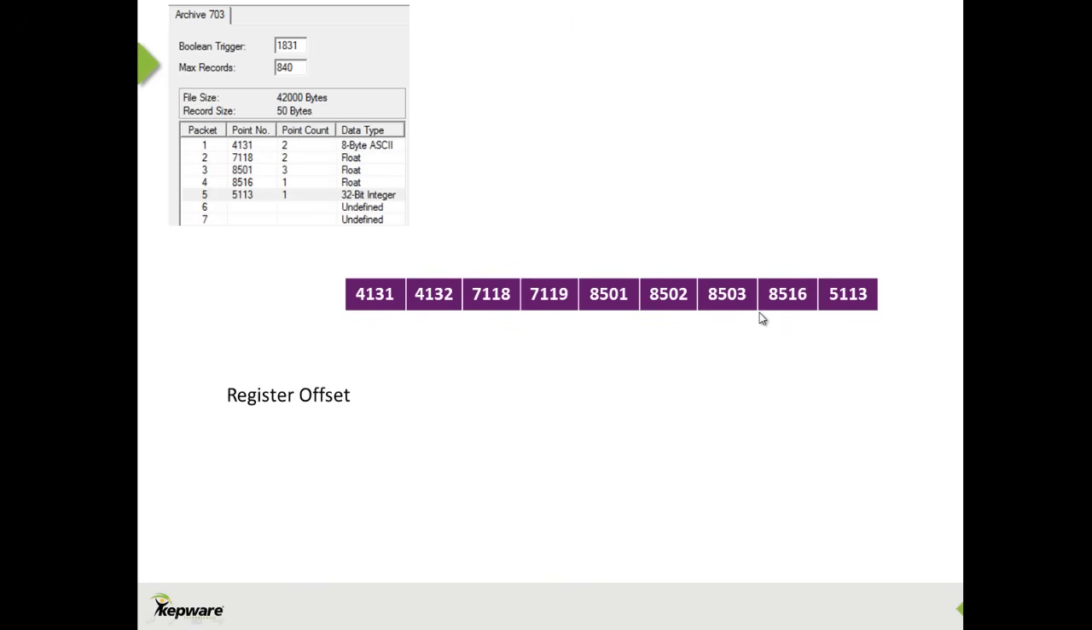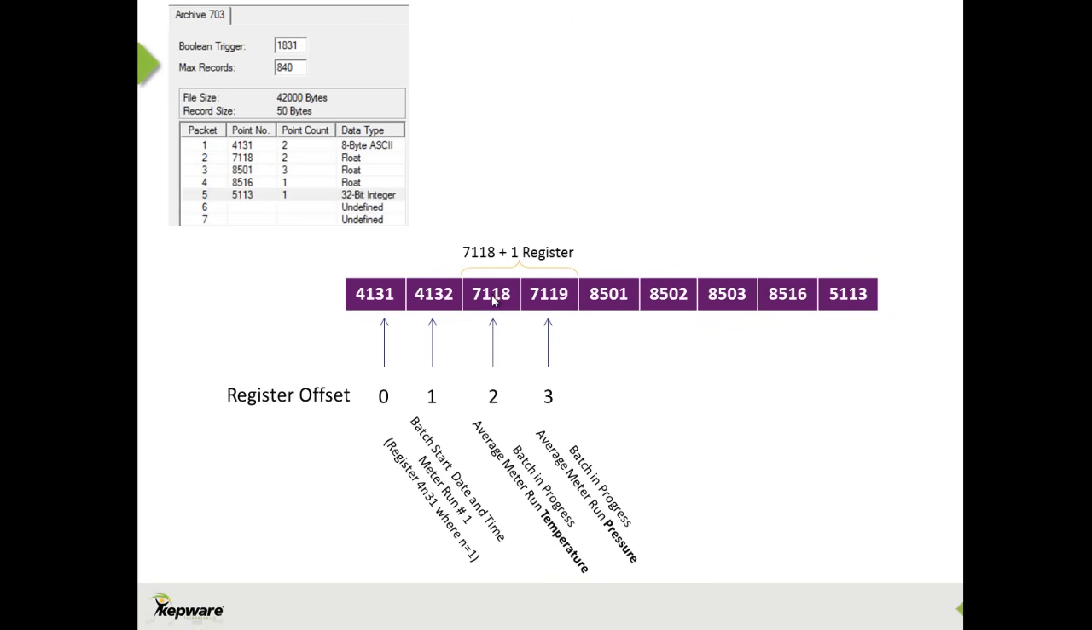Then I start assigning my register offsets. So I start with 0 and just keep on going down the line, and I get to 7118, starts at position 2, and then I know it's +1 register because it's 2 point count. 7119 gets position 3, and then I keep on going down the line like that. And I go all the way until I reach the end of my packet here, which is 5113, which happens to be my meter factor. Okay? And I basically just continue doing that until I have all my indices assigned.